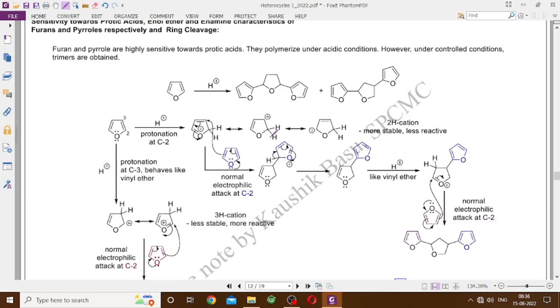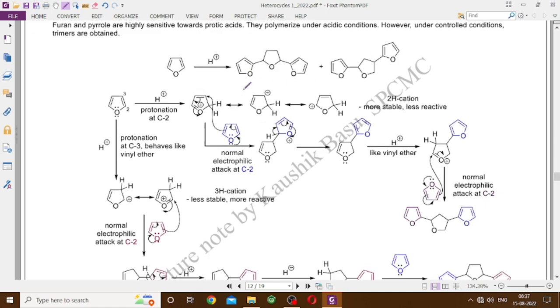Well, that is because competing side reactions take over, and the aromatic electrophilic substitution product is probably a minor product or it doesn't form at all. Because of the pi excess nature of these heterocycles, they are highly susceptible to protic acids and they undergo polymerization under acidic condition. Even if you manage to control the polymerization, they undergo trimerization.